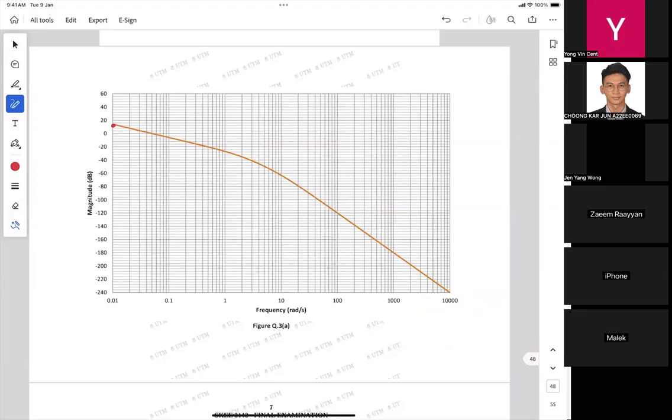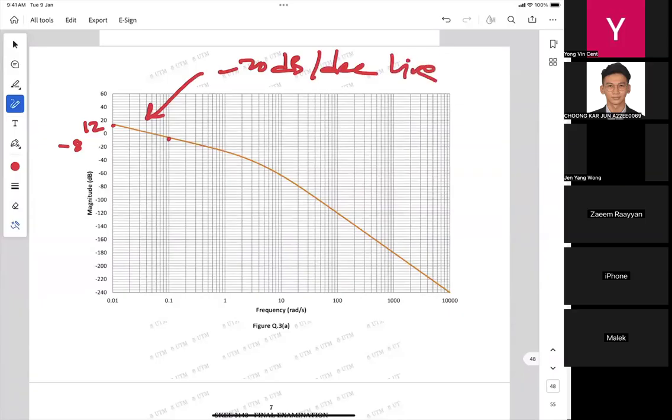4, 8, 12. 12 decibel. So 1 decade, 20. 12, 8, minus 8. Minus 8. Okay, 8 plus 12 is 20. So this is the minus 20 dB per decade line.